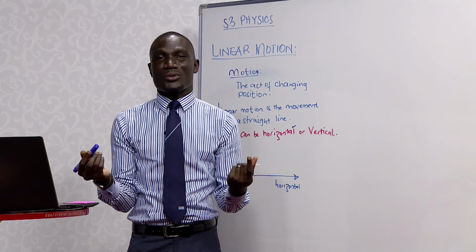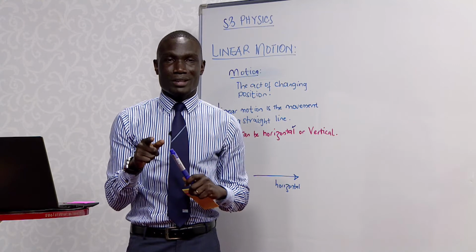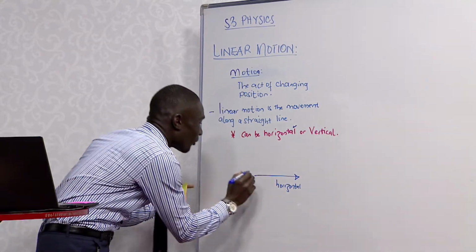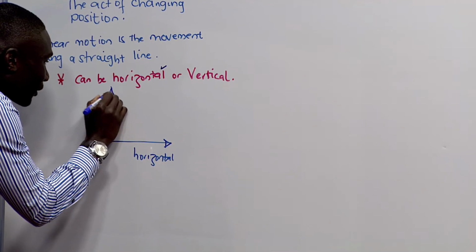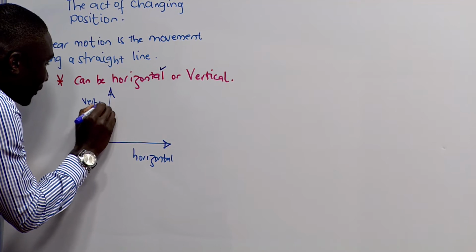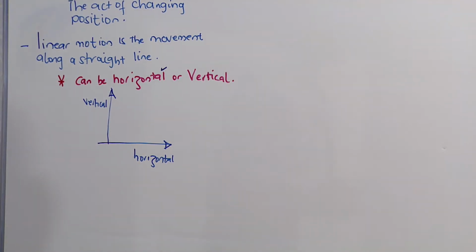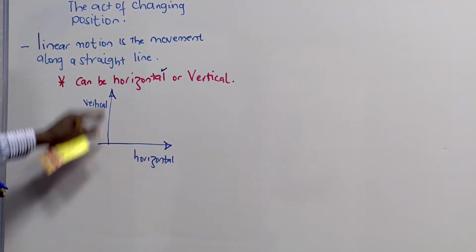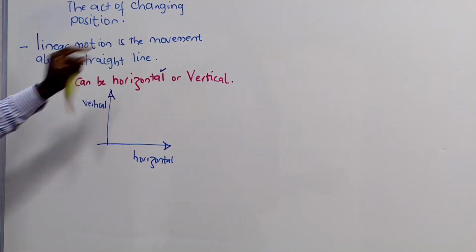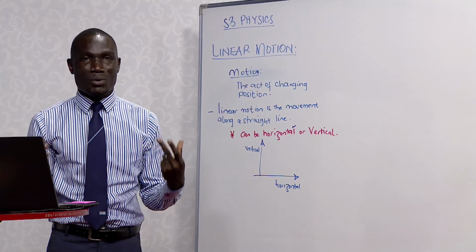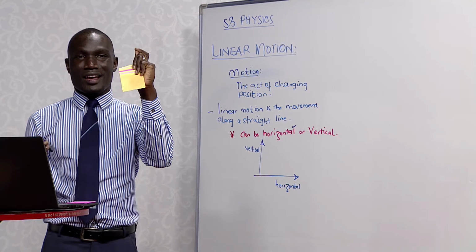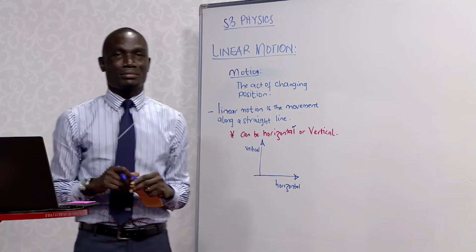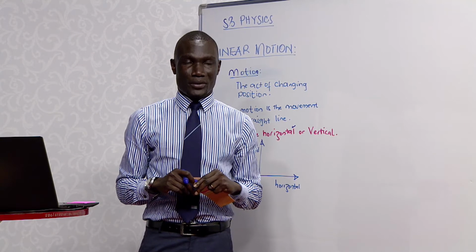Why is it vertical? Because this time the pen is not moving horizontally, but it is now moving vertically. Okay? But the fact that this pen still moves in a straight line, we call that a vertical linear motion. Are we together? Very good.